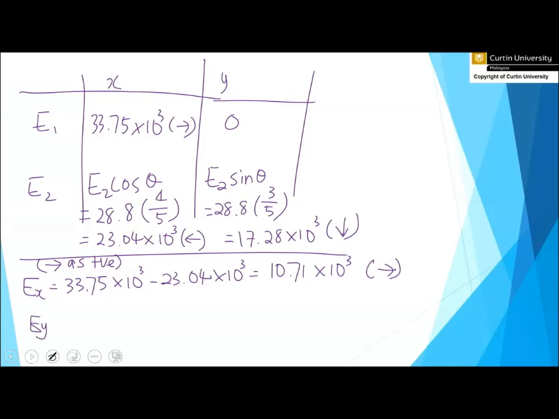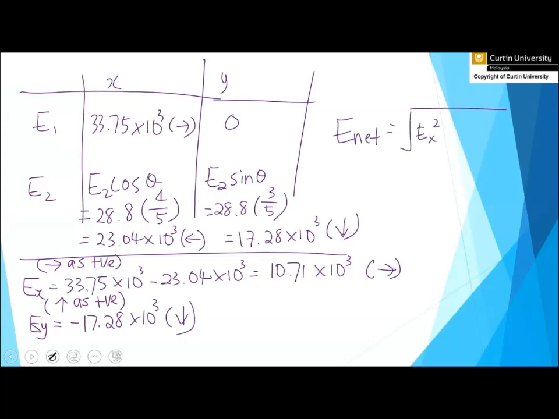So y component taking upwards as positive. You get 17.28 times 10 to the power of 3, because this is the only one component that you have. So because this is Pythagoras theorem, look for your E net. So you have 20.3 times 10 to the power of 3 nano per coulomb.